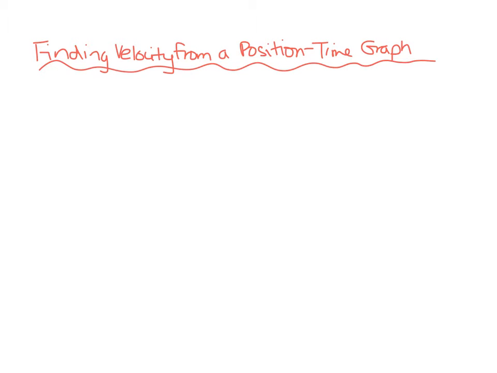So this video will talk about finding the velocity from a position time graph. There are three things I want to talk about. The first thing I want to mention is that if your position time graph has a straight line, that means that the velocity is constant. If that happens, then the velocity of that object is going to be the slope of the line.